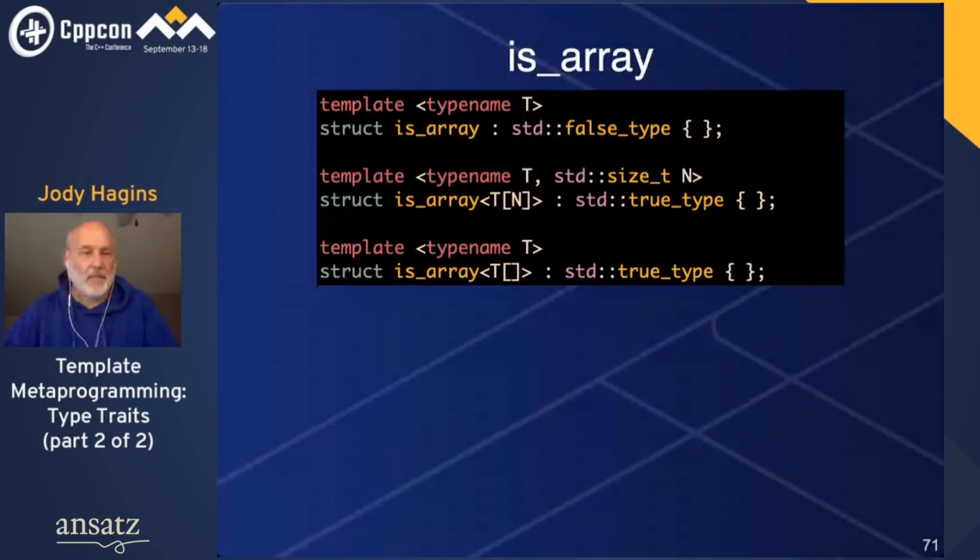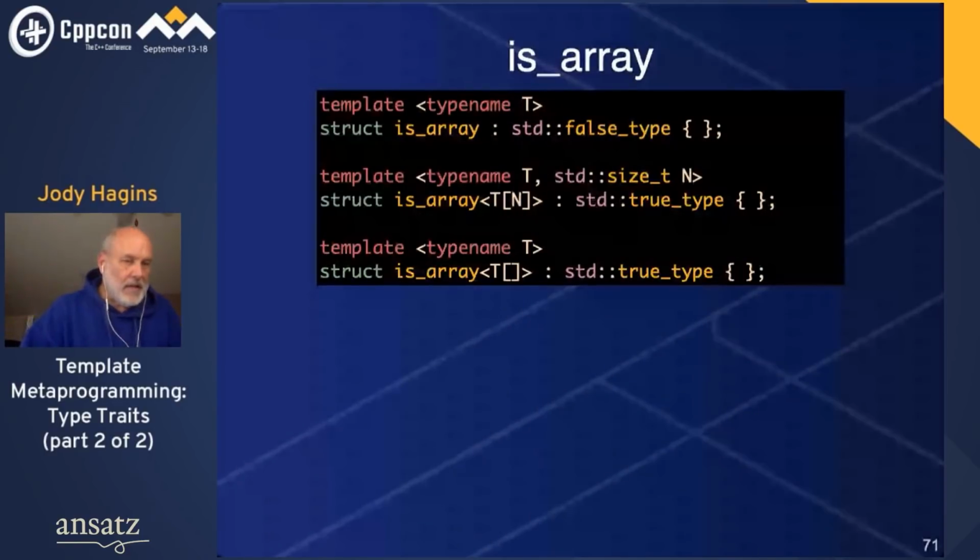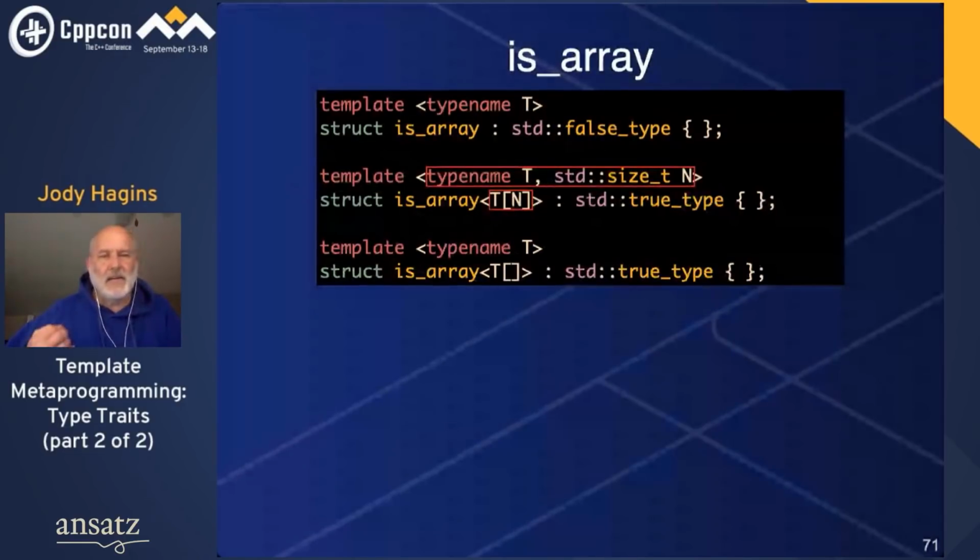Okay, I think I'm caught up on questions, which is good. Because it's a tutorial, so I should be processing questions. All right, so on isArray, when we look here, it's interesting because we have a type and a non-type template parameter. We have both of them.